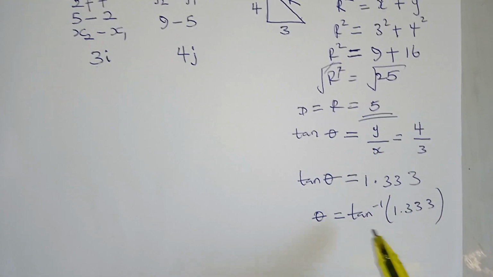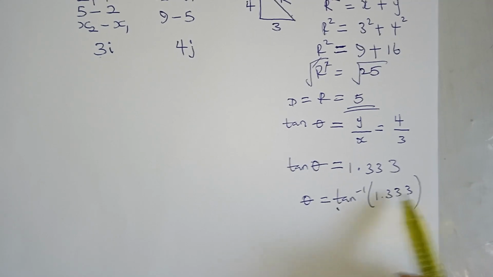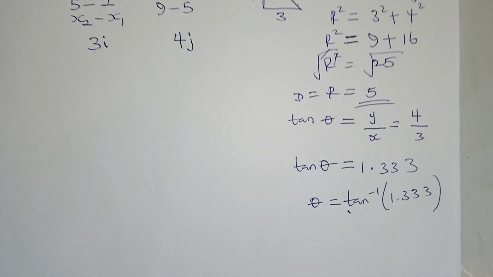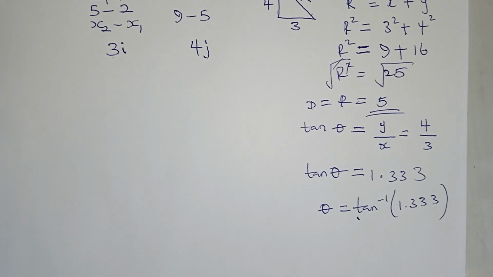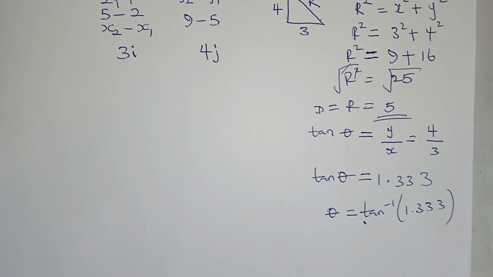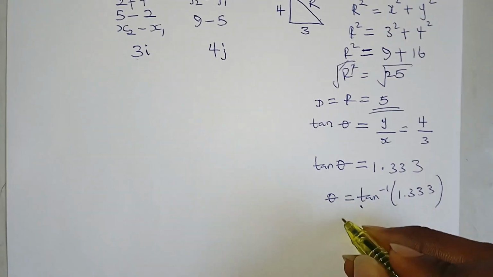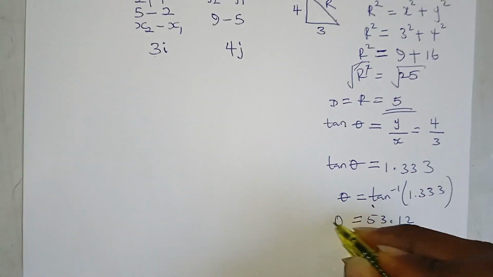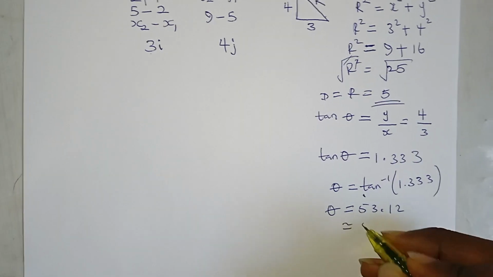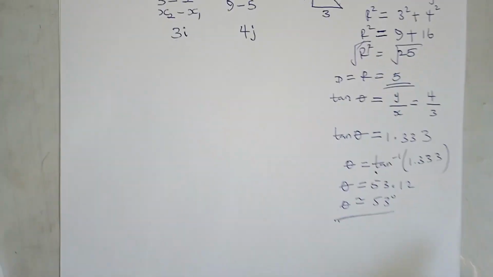So to punch tan inverse, simply punch shift tan, then open bracket, put all these things. So I do shift tan, open bracket, 1.33, close the bracket, so that I get 53.12. So that is my theta. So theta is approximately 53 degrees.